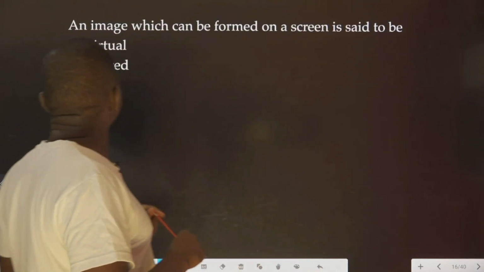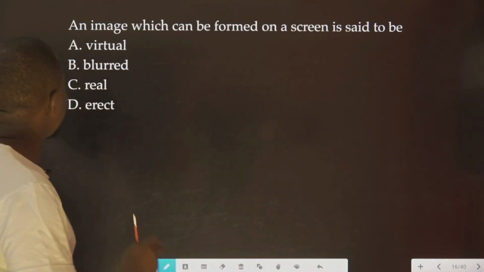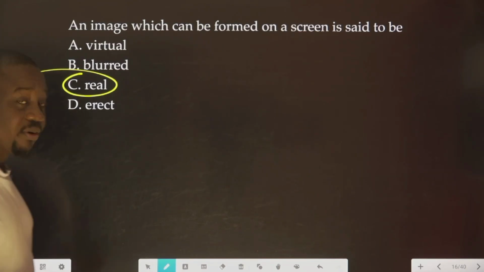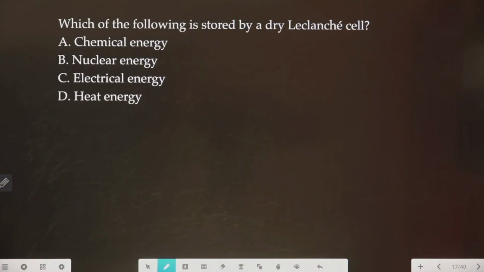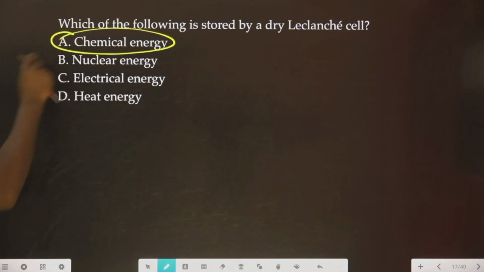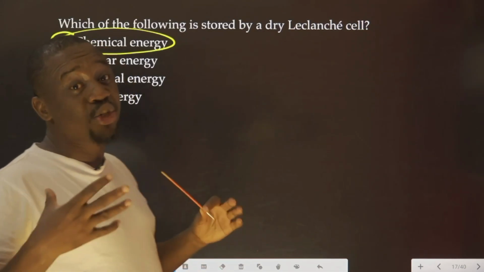Let's look at this. It says what? An image which can be formed on a screen is said to be what? An image that can be formed on a screen is said to be real. Okay? But if the image cannot be formed, it's said to be virtual. So therefore, C is the answer. Okay? Which of the following is stored by a dry Leclanche cell? It is what? Chemical energy. It is this chemical energy we convert to electrical energy. Okay? We convert this chemical energy to electrical energy.